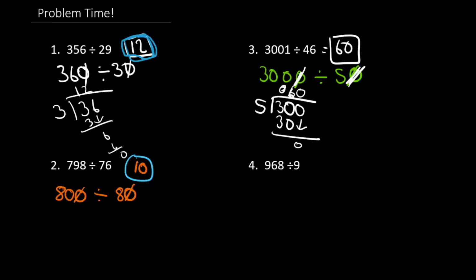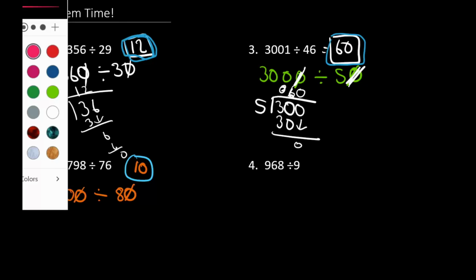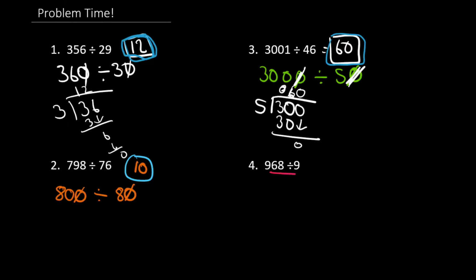Now let's do the fourth question. The fourth question says 968 divided by 9. Alright, so let's do it. I'm just going to change the color quickly. So 968 divided by 9.